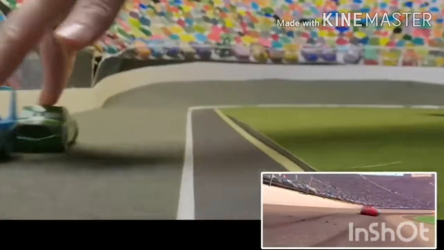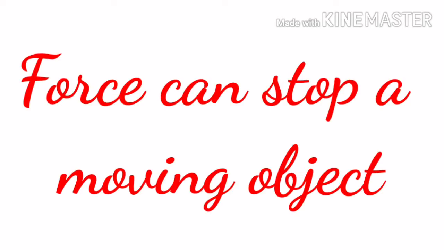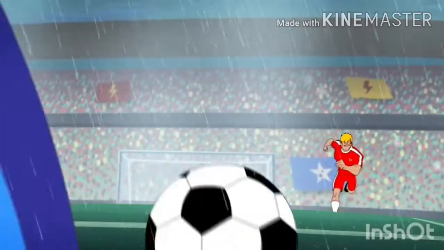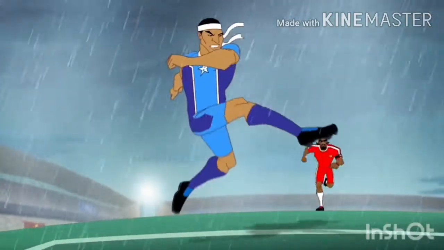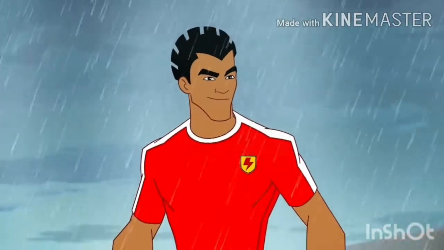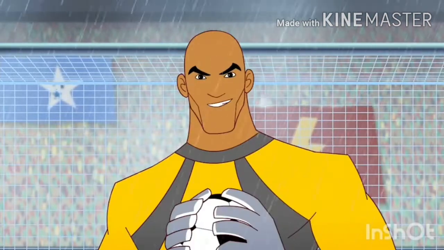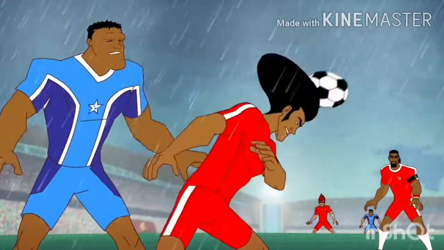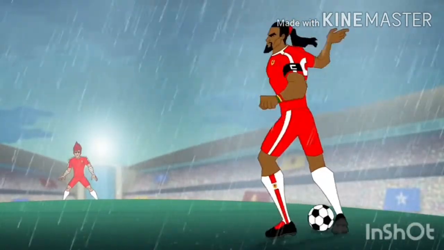Force can stop a moving object. An object stops moving when we apply force in the opposite direction. Have you played football game? How will you stop the ball? The goalkeeper applies force and stops the ball.